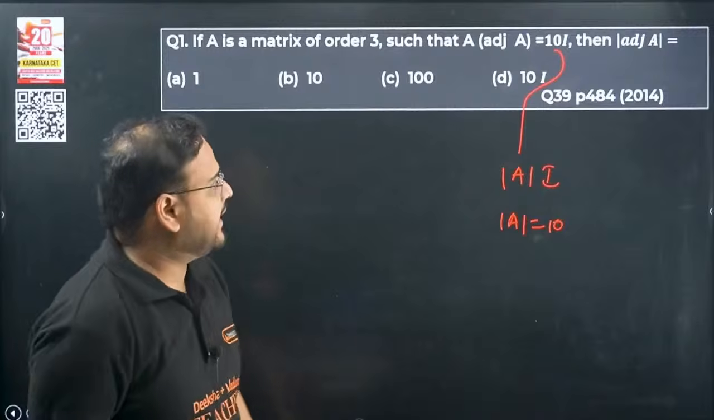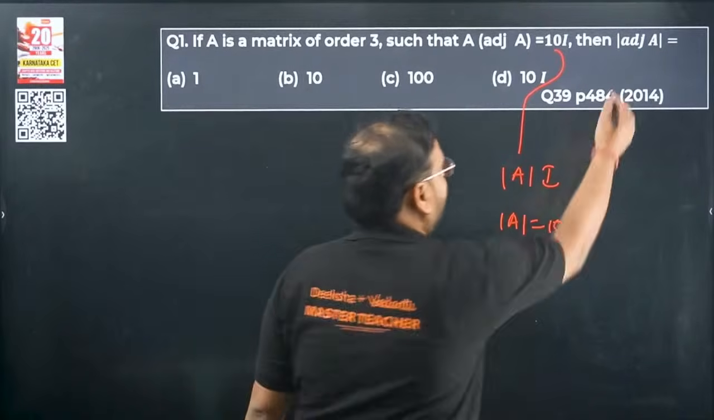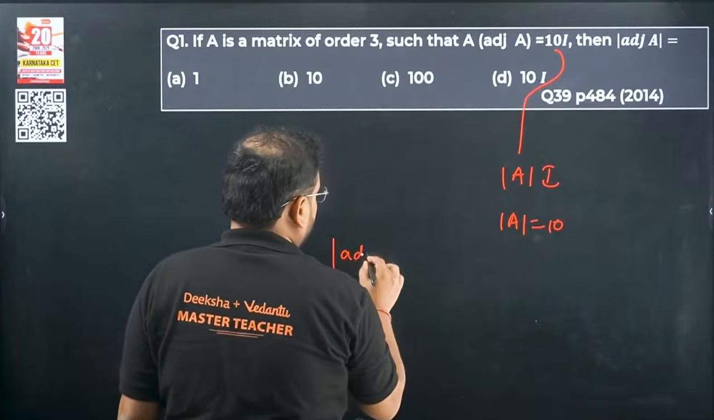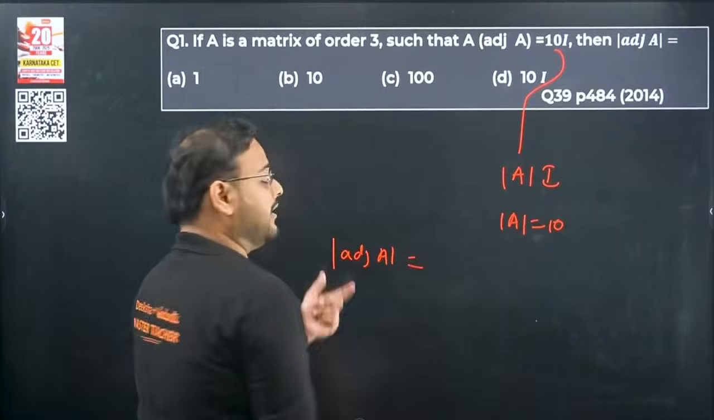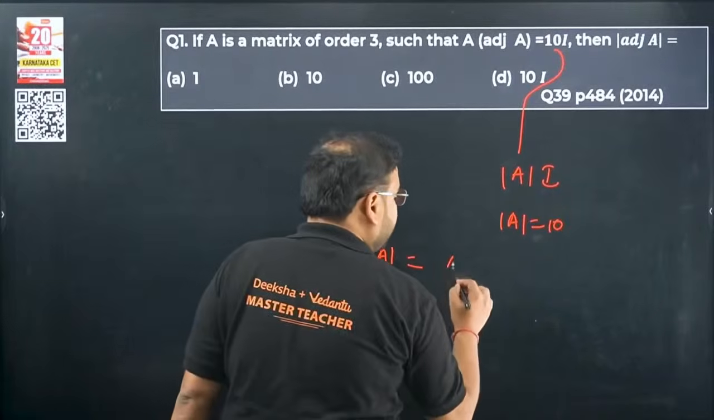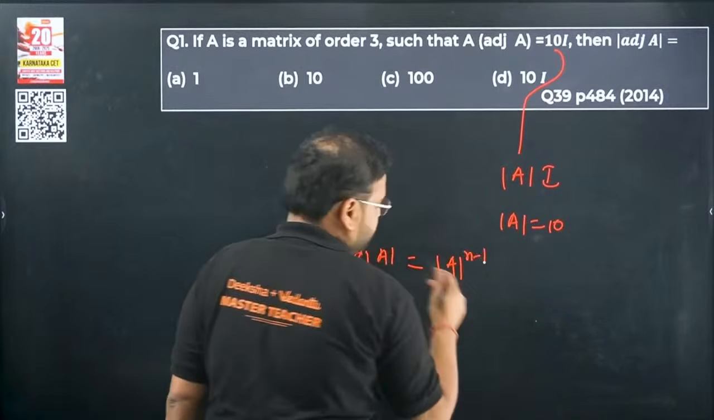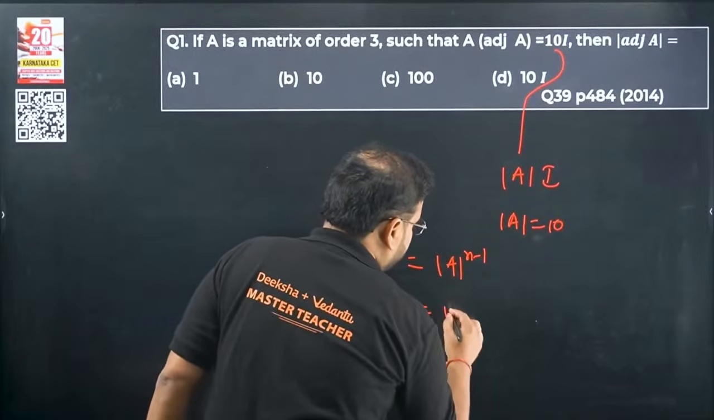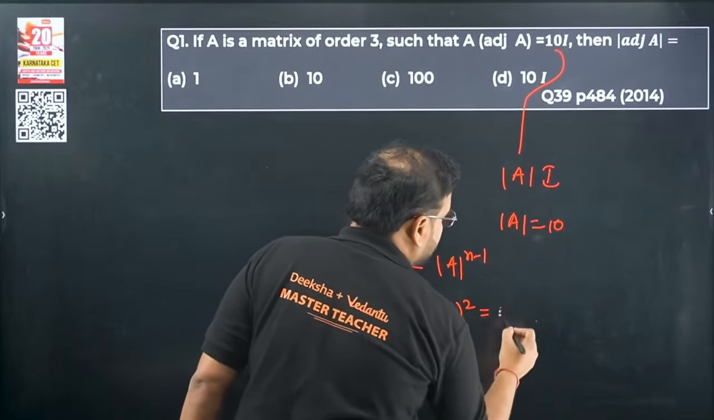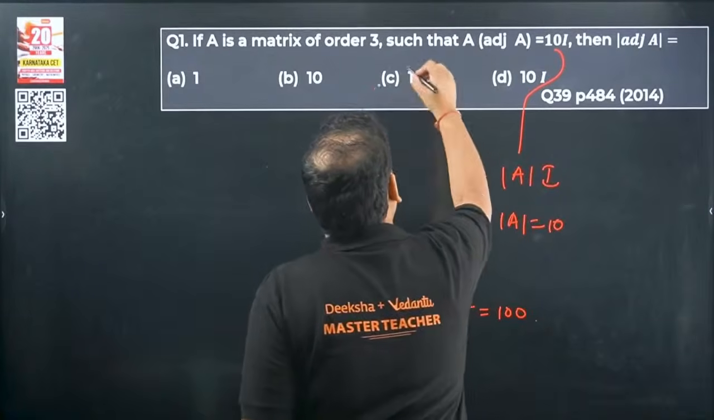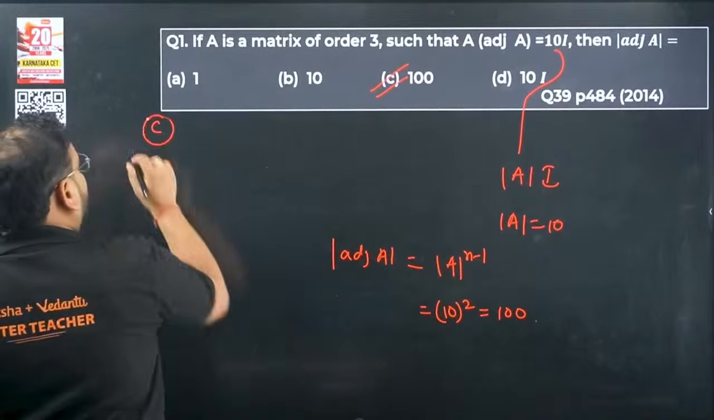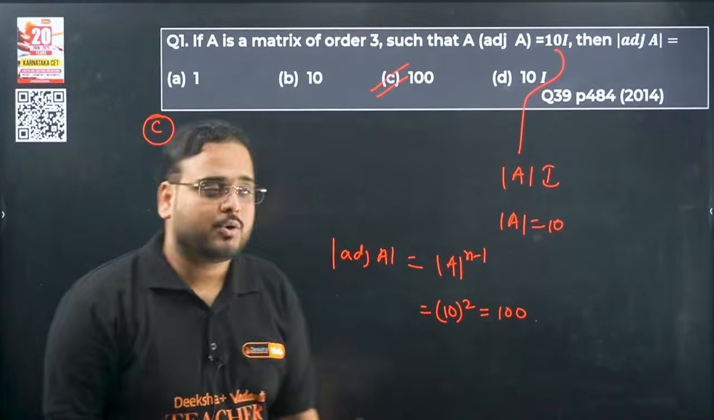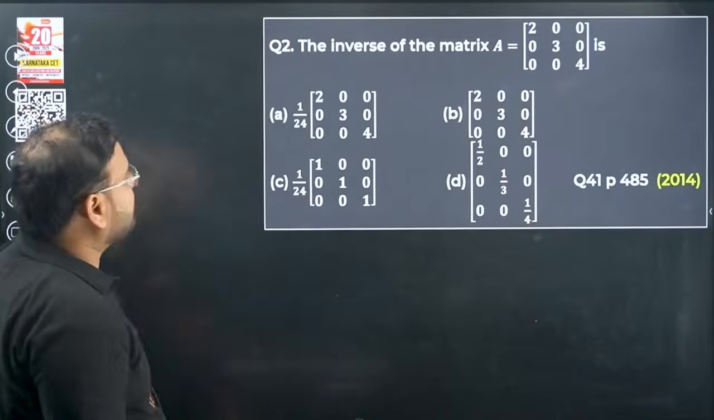It becomes 10. Okay, now if it is 10, the property over here will tell me adjoint of A, determinant is given by determinant of A power n minus 1. What is n? The order. Order is 3, hence 10 power 2, it becomes 100. Option will be C. Option C is the right choice. Okay, so I hope the question number 1 is very simple and clear for all of you.